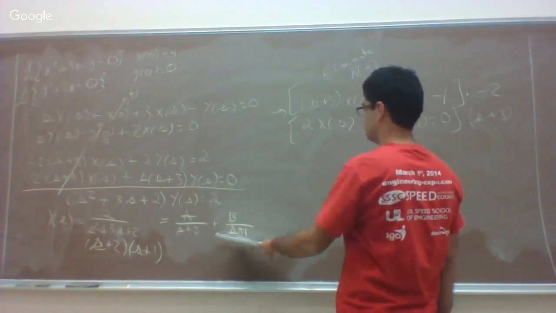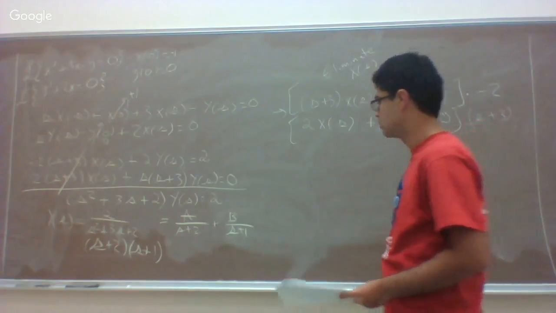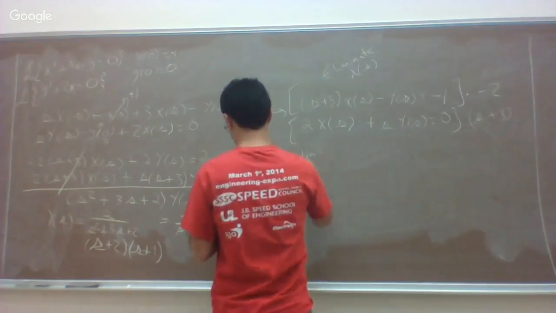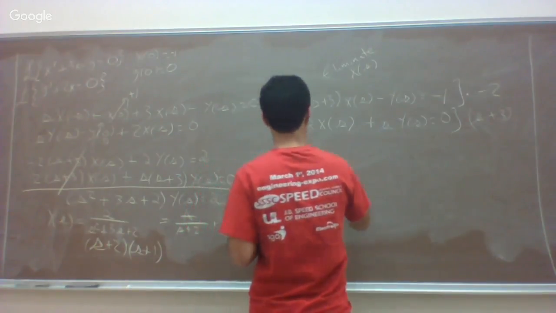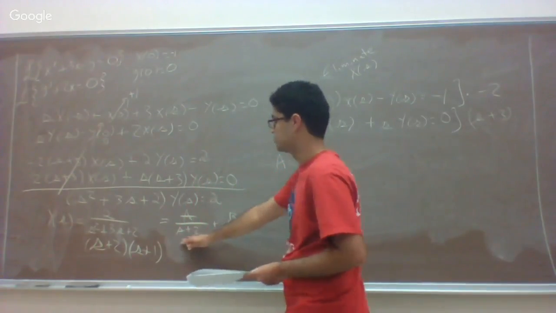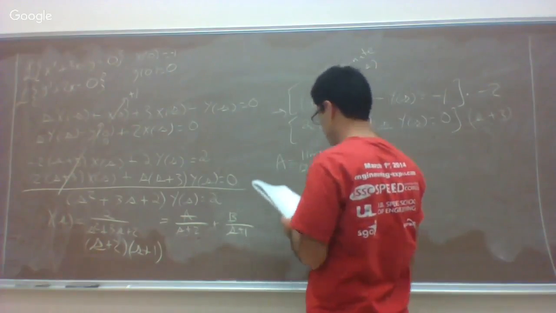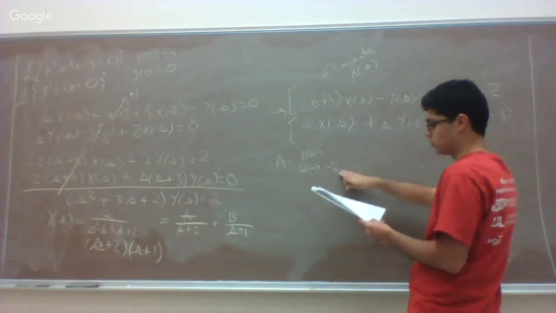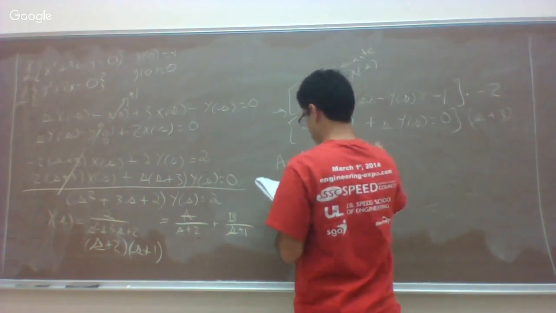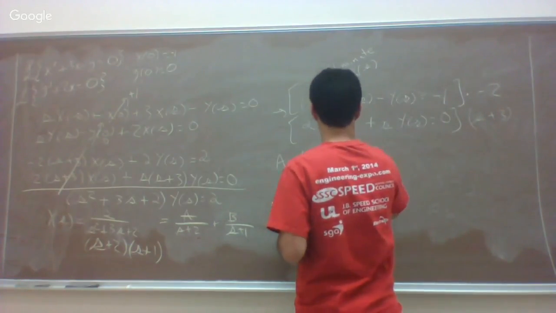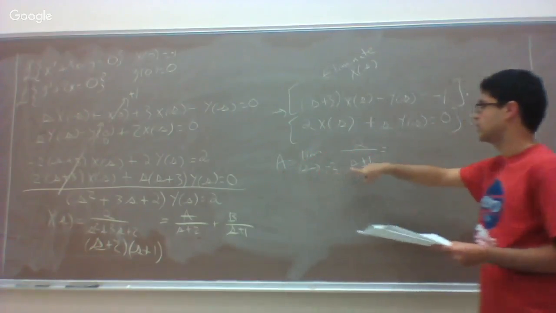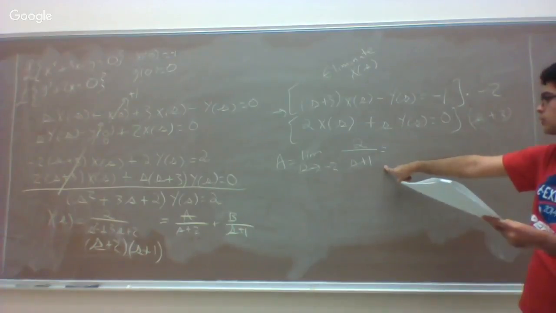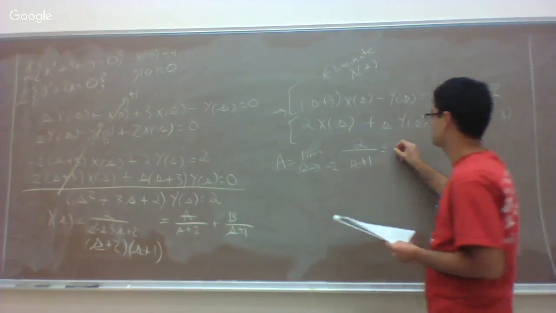Since these would be easiest using the Heaviside method, for A, that's equal to the limit as S approaches -2, to get rid of this S plus 2 portion throughout the equation. So then I have the limit as S approaches -2 of 2 divided by S plus 1. If I plug in a -2 here, I get 2 over -1. So I get -2 as my answer.